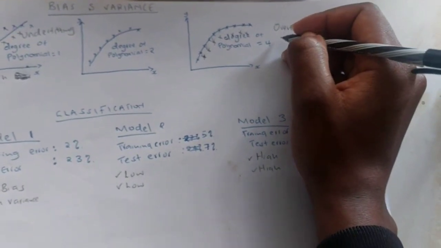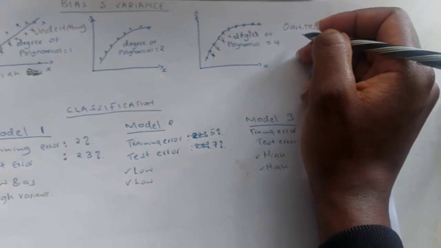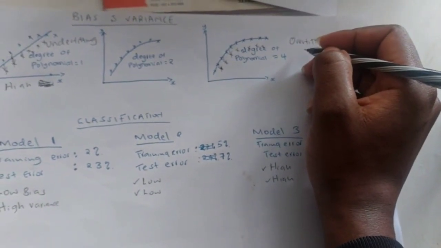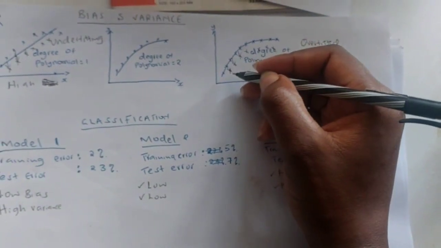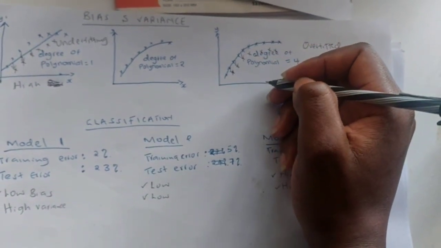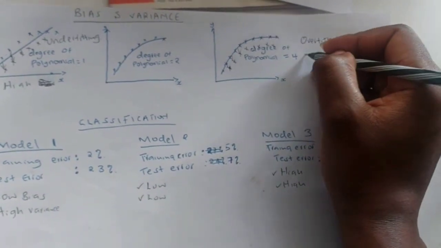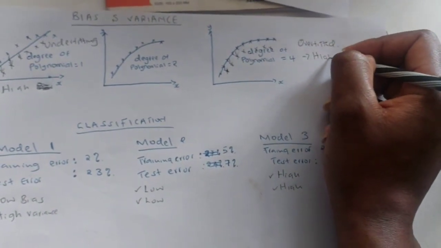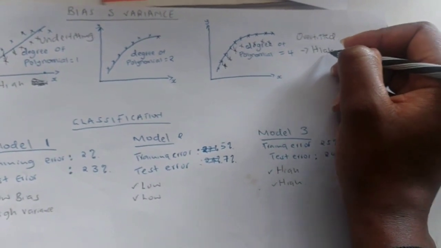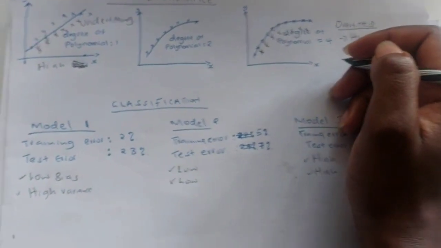is overfitted since it is performing very good in the training dataset, but when we introduce new data points, which is the test dataset, it is performing poorly. We have a high error. So this condition, we say that it is overfitted. Okay.